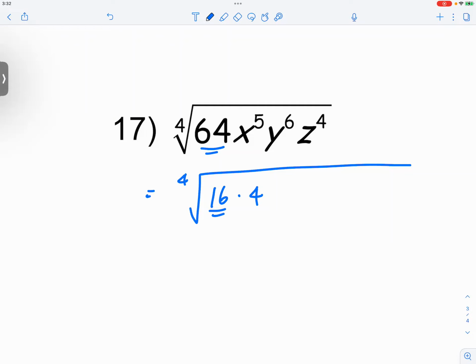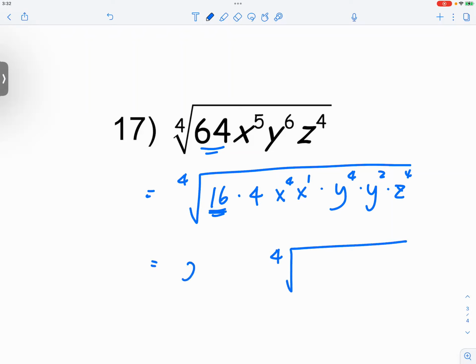So that's nice, okay? And then I'm going to break down the x to the fifth power as x to the fourth times x. Y to the sixth is y to the fourth power and y squared. And this is z to the fourth power, okay? So we can break things down like this, and then the fourth root of 16 becomes 2. Now the 4 stays. The fourth root of x to the fourth power becomes x. This x right here would stay. The fourth root of y to the fourth power is y. And this y squared would stay.